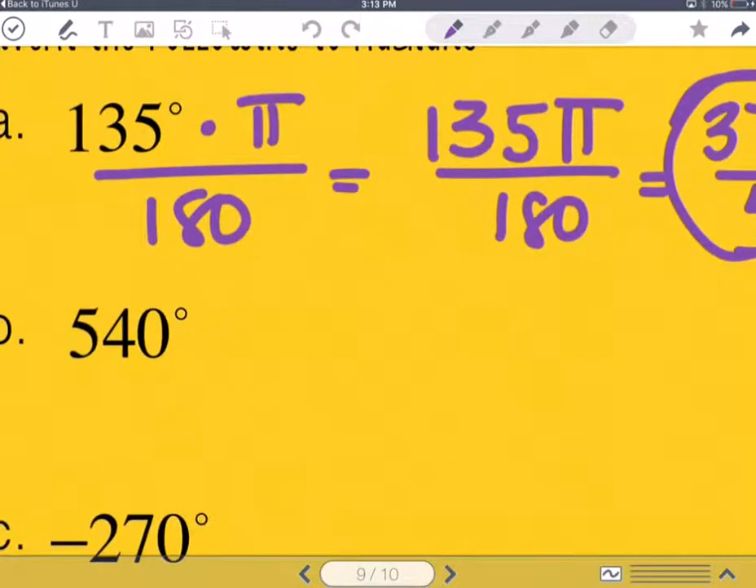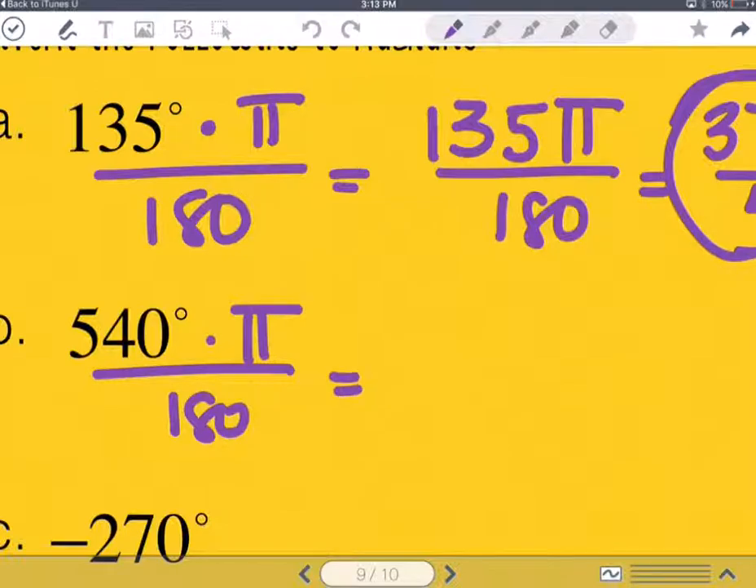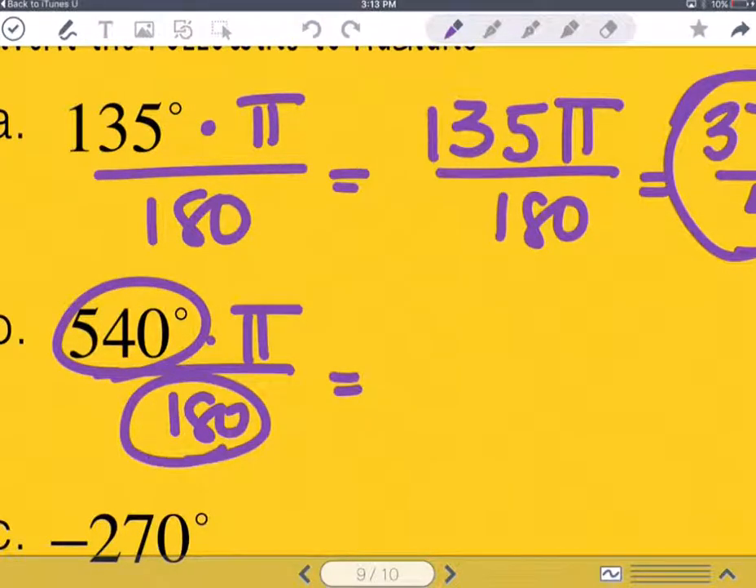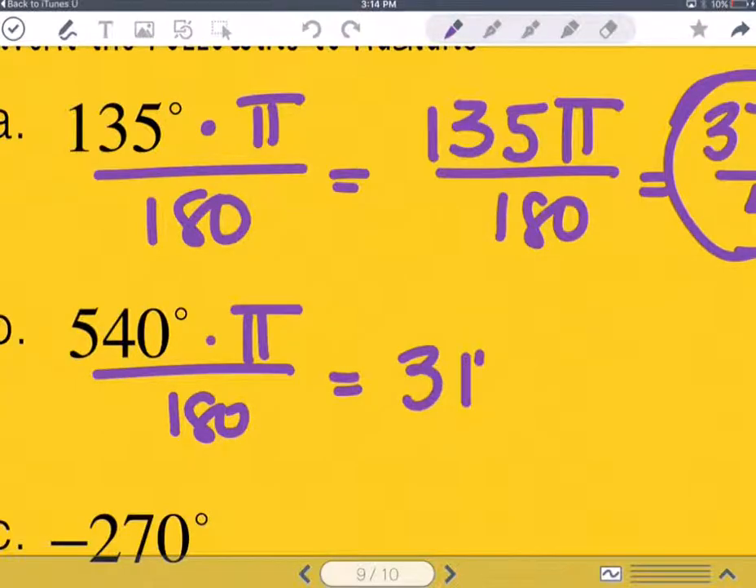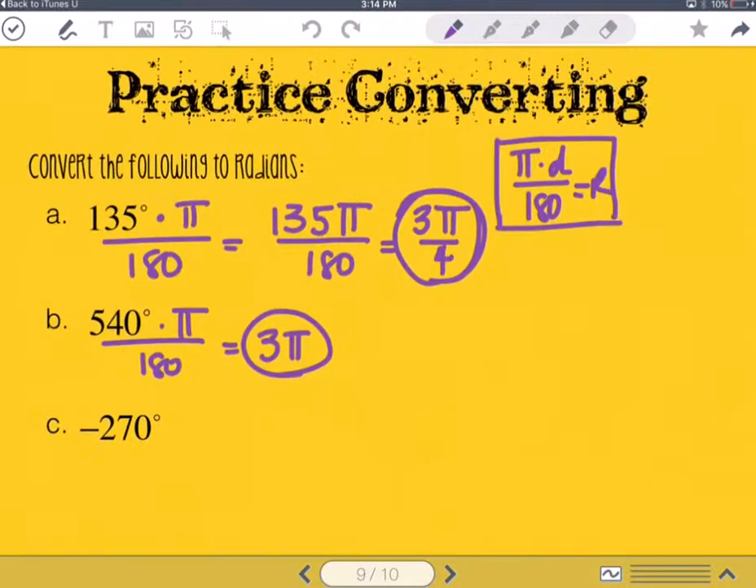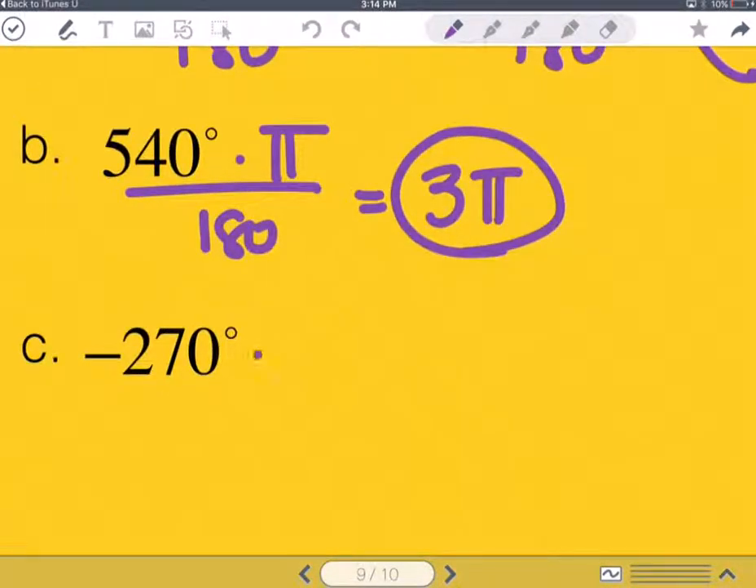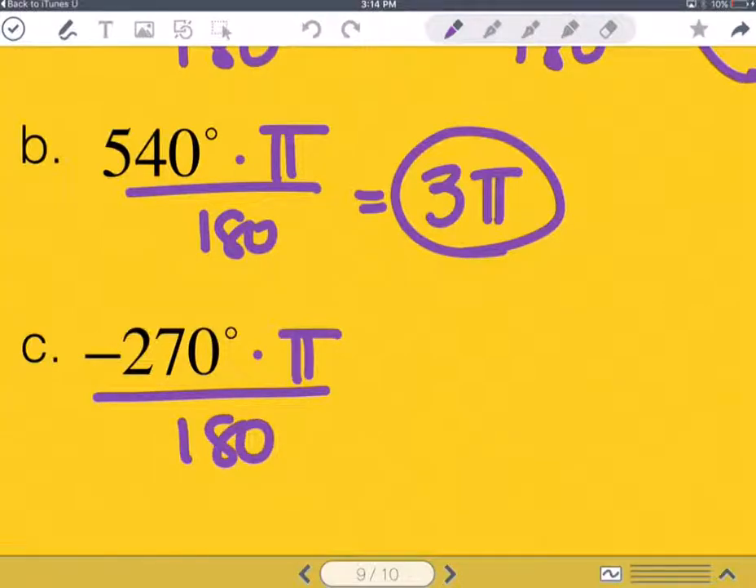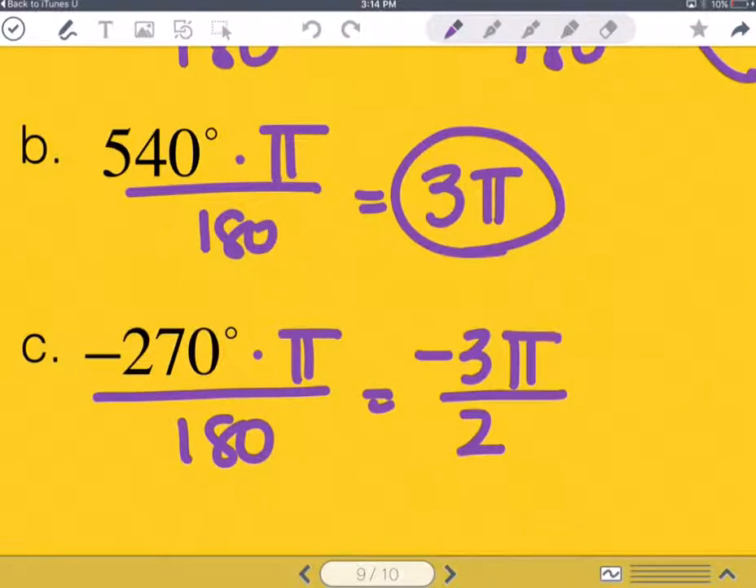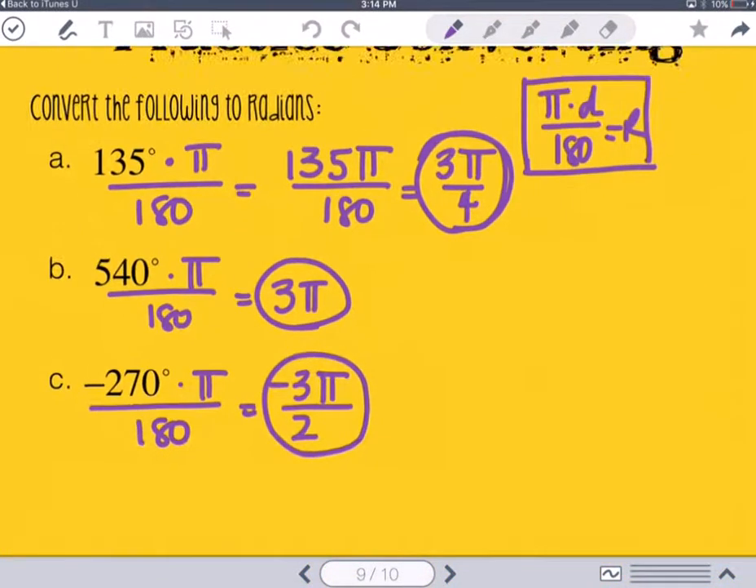All right. For 540, it's the same thing. Pi over 180. And when you reduce 540 over 180, you're going to end up getting 3. So 3 pi will be your solution here. The last one, 270. Notice that you still have that negative, so you are going to leave that. When you put negative 270 over 180 in your calculator and reduce, you're going to get negative 3/2. So you would write it as negative 3 pi over 2.